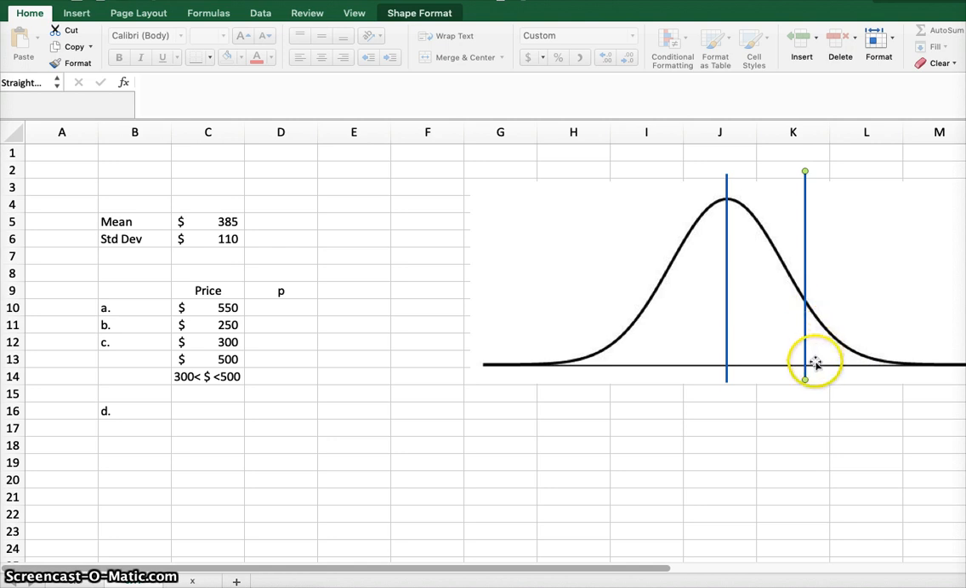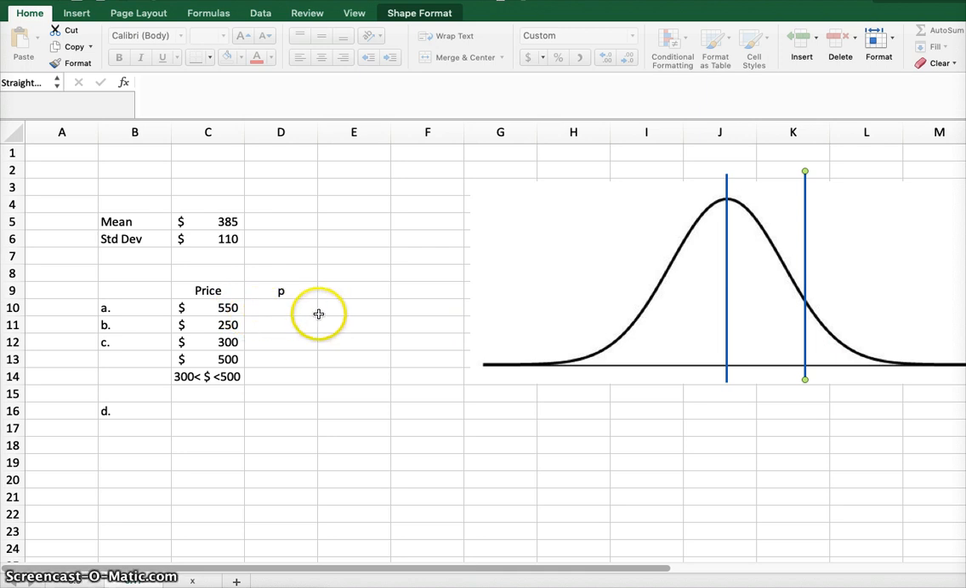it's not a rectangle, so it's a little harder to figure out. In fact, if we were to try to figure out this area mathematically, we would need to use calculus, and we don't want to do that. Okay, but luckily Excel will do it for us. So we're trying to find out the area of this little part here, and that will tell us the probability that a ticket will cost $550 or more.